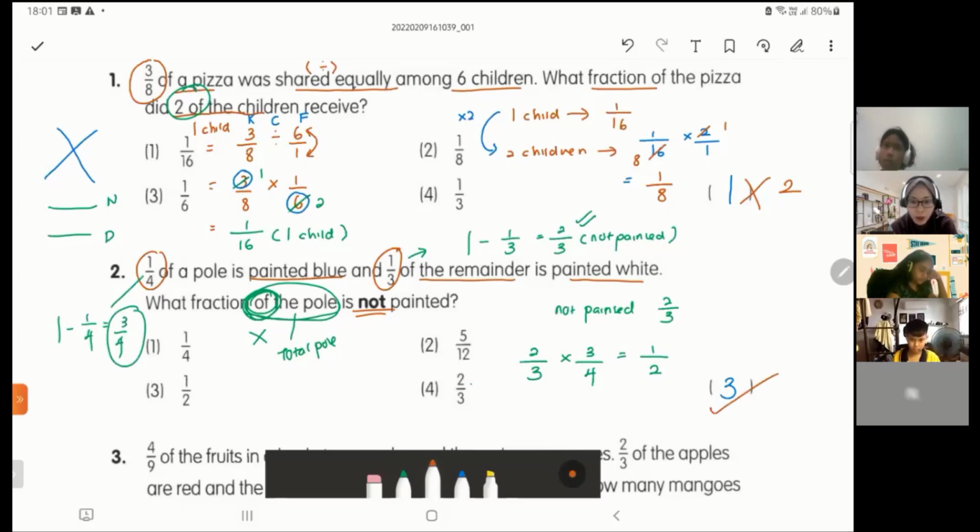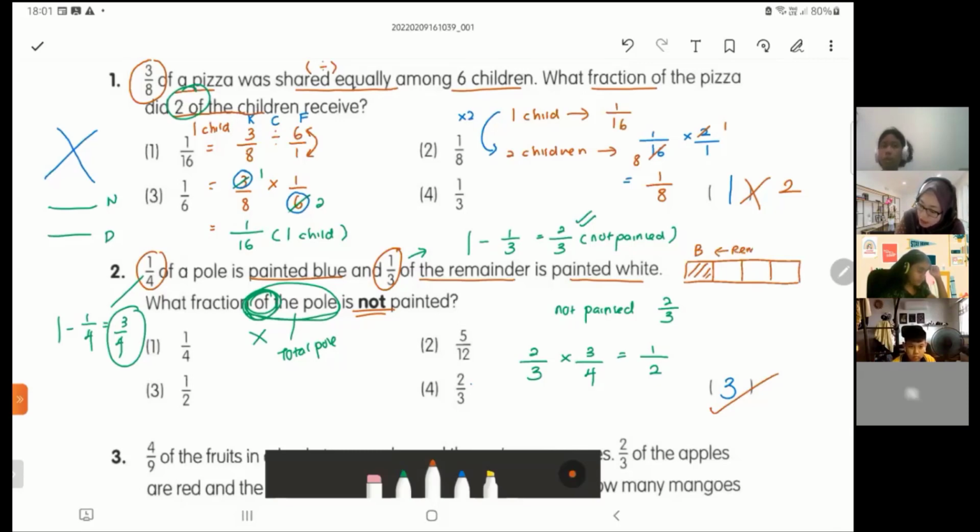If you don't understand what I'm doing, what is the teacher talking about? Why got so many fractions? Okay, fine. Then you draw out your model. It will be of 1/4 first. So you cut it into 4 parts, right? One of them is painted blue. Then I have the remainder, right?